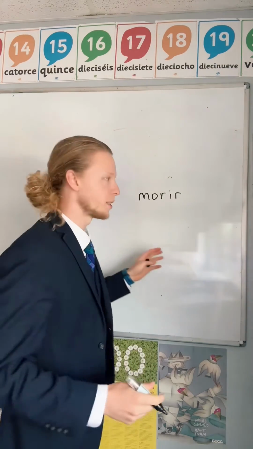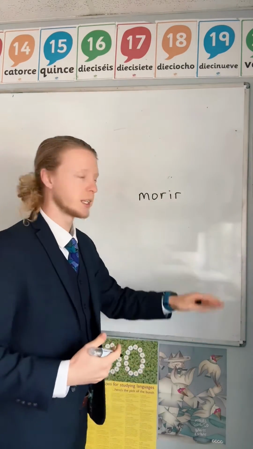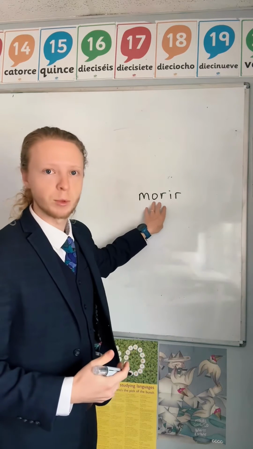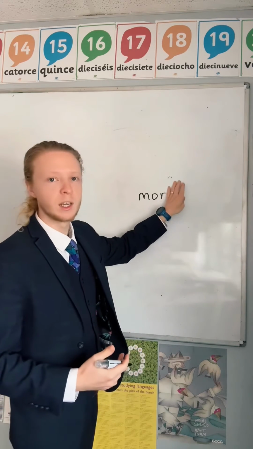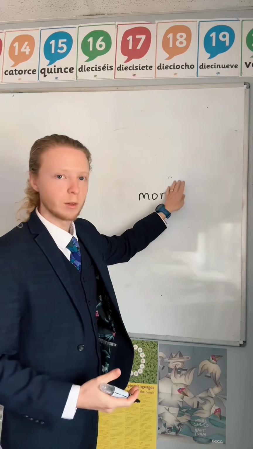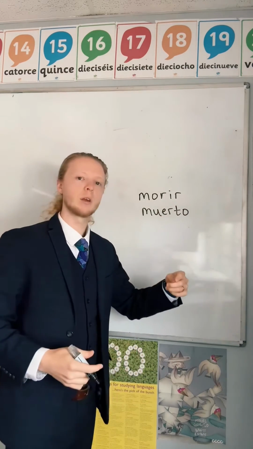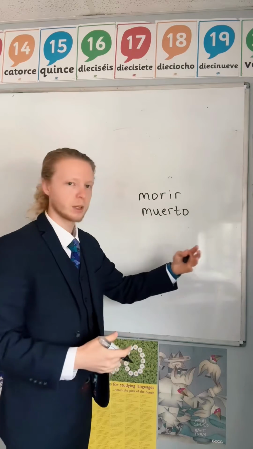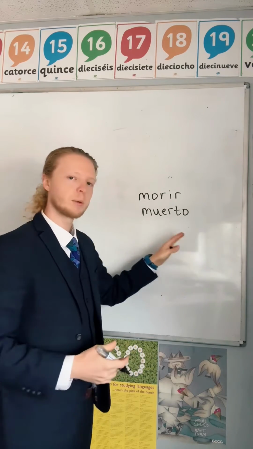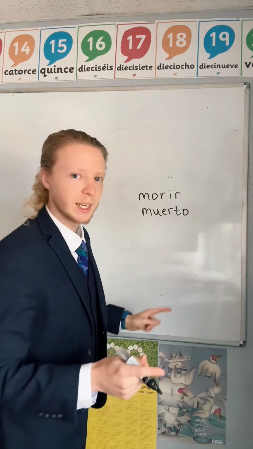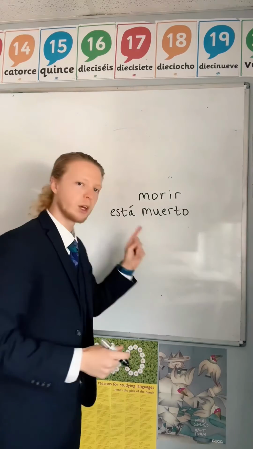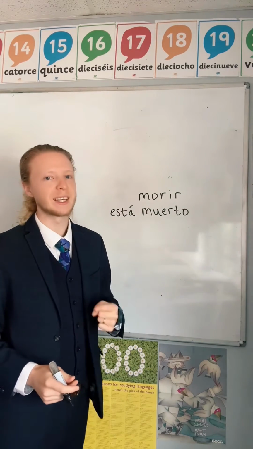In the past tense, if I want to say someone has died, the past participle is irregular. Instead of taking off the IR and adding ido, morido, it goes to muerto. For example, mi abuelo ha muerto. My grandpa has died. If I want to say he is dead, I need to say está muerto. And notice I'm not saying es muerto, I'm saying está muerto.